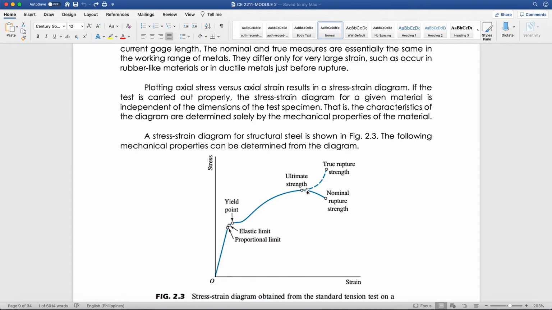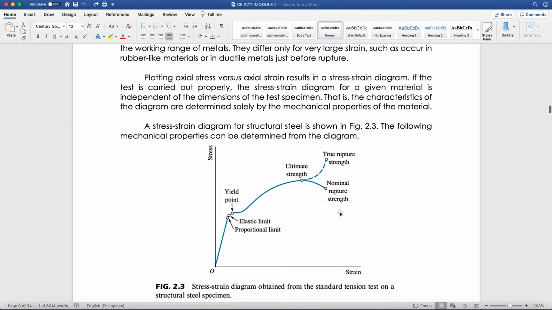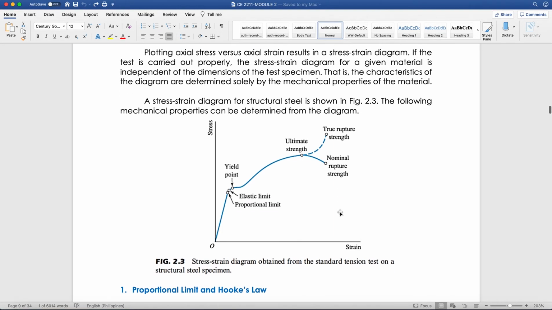Okay? And the normal rupture strength, ibig sabihin, pag na-reach na yung ultimate strength, of course, mag-elongate pa rin yung material natin, pero bumababa na yung kanyang kayang i-carry na load. Then, until such a point na maputol. Pag naputol na yung material natin, then that's the normal rupture strength. Okay? So, that is our stress-strain diagram.